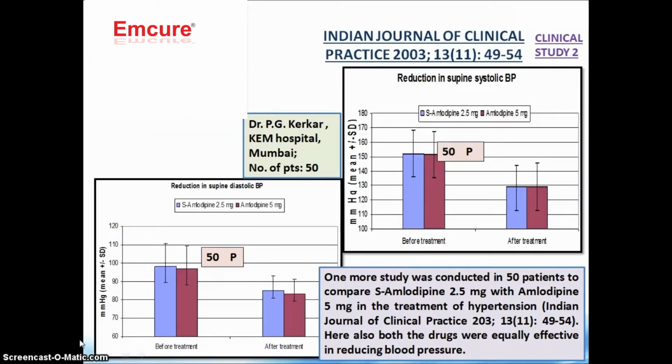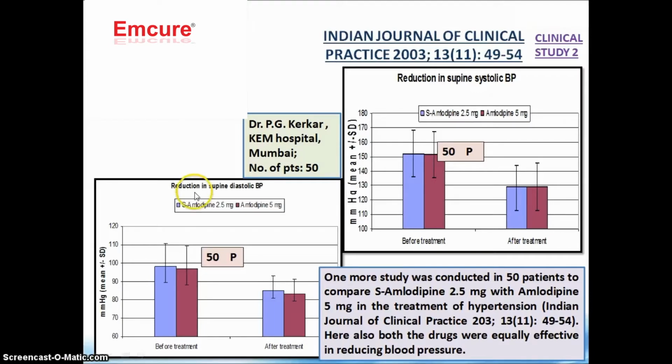Well, I have not drawn a mind map for it because again this was a small study of 50 patients, which was done by Dr. P.G. Kerkar from KEM Hospital, Mumbai. Again it is highlighting S-amlodipine 2.5 milligrams with amlodipine 5 milligrams in the treatment of hypertension, which was published in Indian Journal of Clinical Practice 2003, and it highlighted that here also both the drugs are equally effective in reducing the blood pressure.